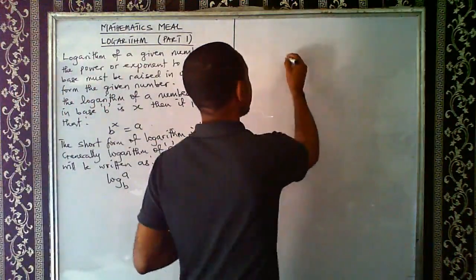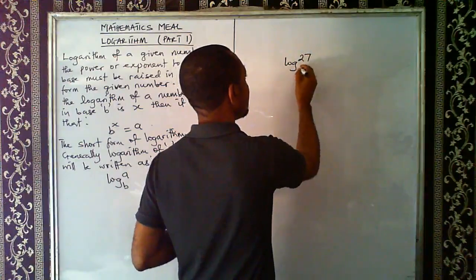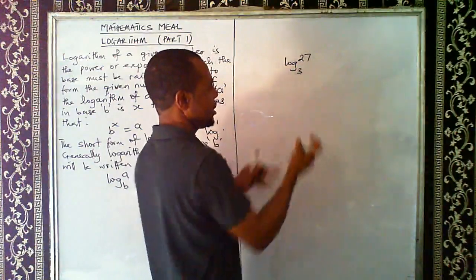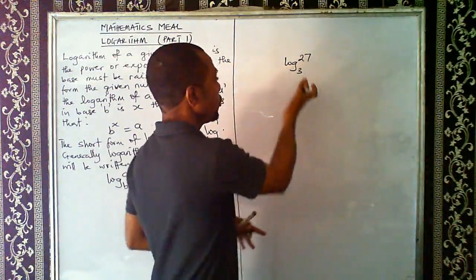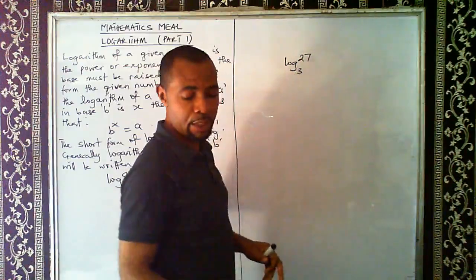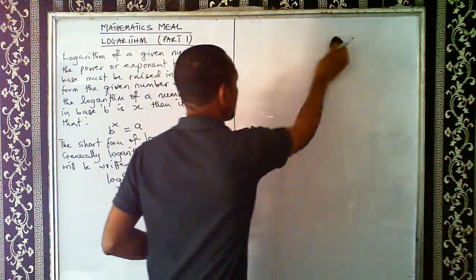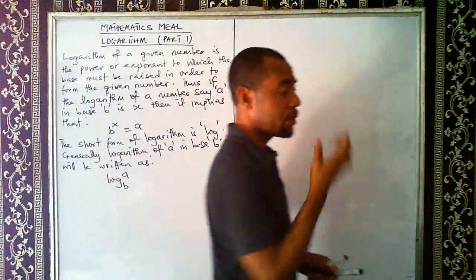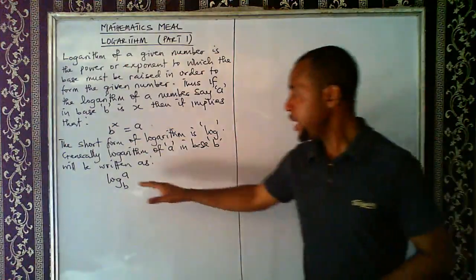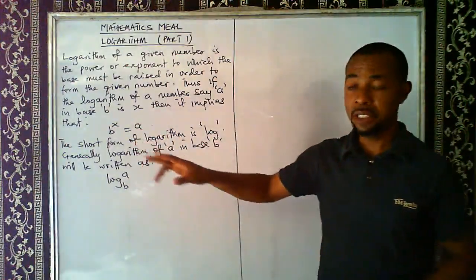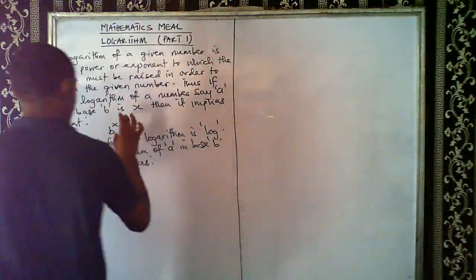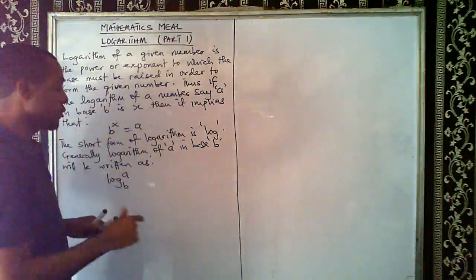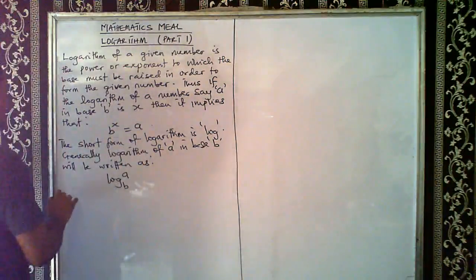So one can say logarithm of 27 in base 3. This is the number, this is the base. The base is written as a subscript. So that's the general form of representing logarithm of numbers. From here, let's get back to the definition so that it will make more meaning to us.